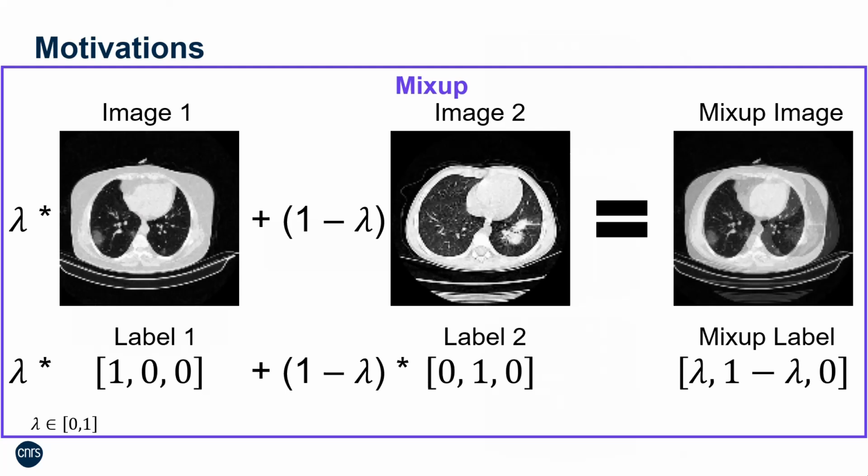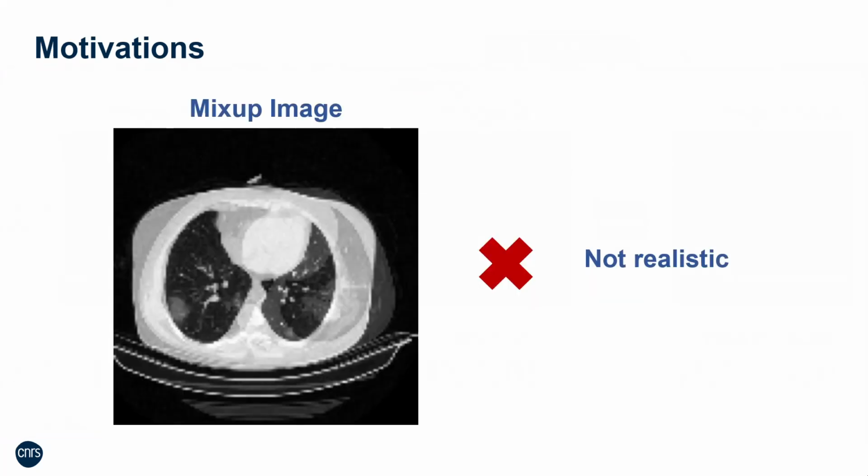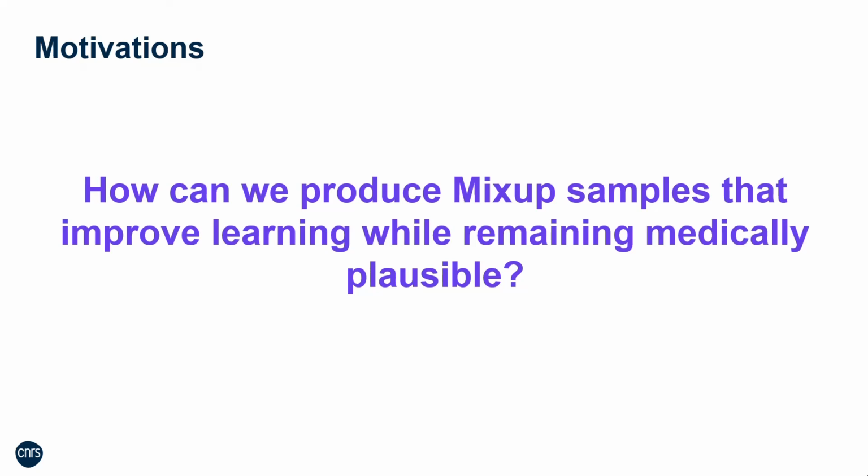However, in medicine, it is especially valuable to have augmentations that look realistic and preserve anatomical structures. This not only helps models learn from plausible variations, but also makes the generated samples more interpretable to clinicians. So the question is, how can we produce mix-up samples that improve learning while remaining medically plausible?